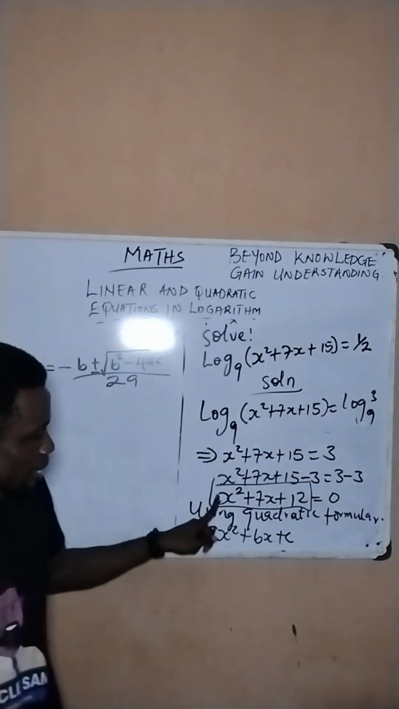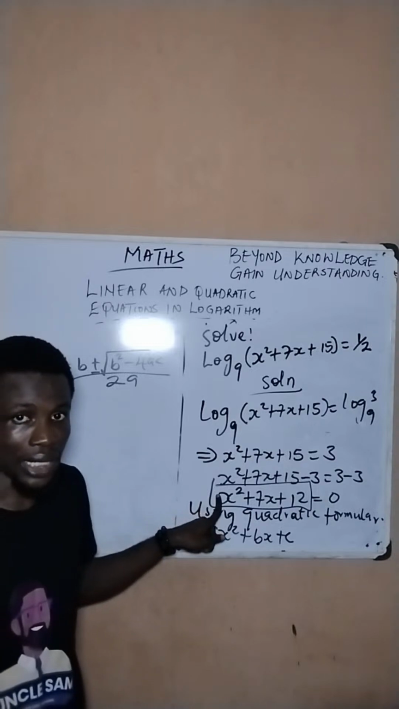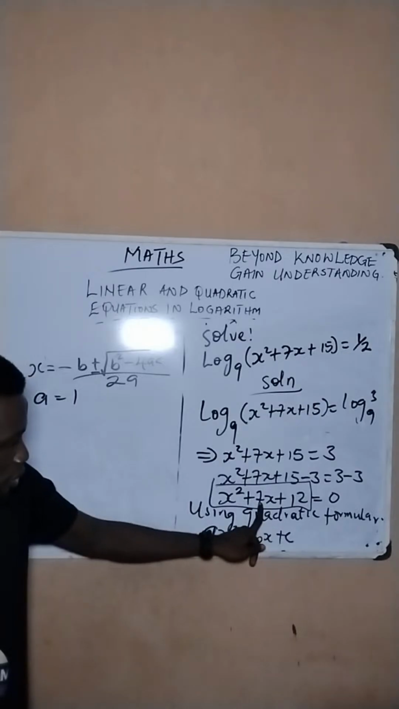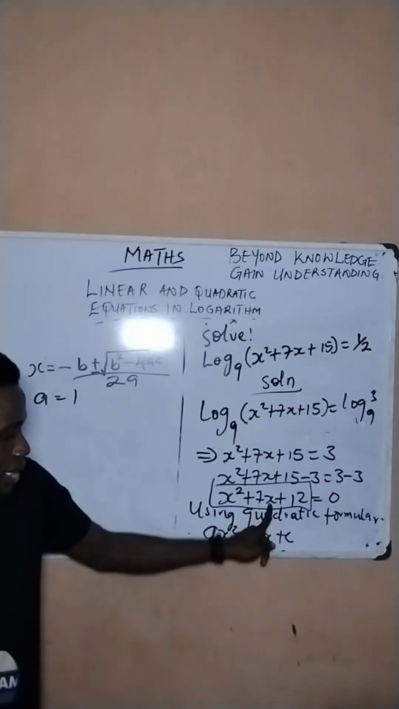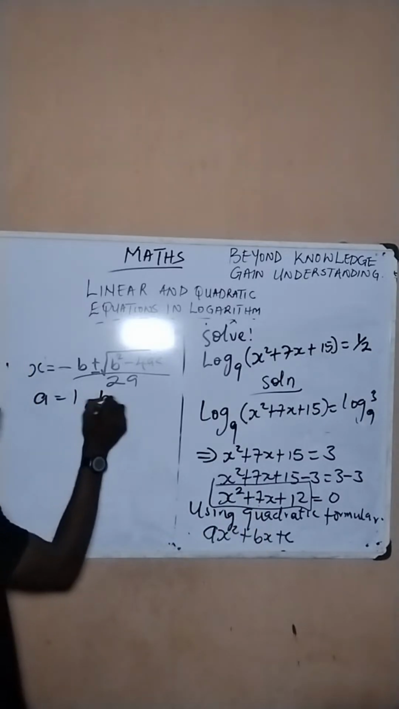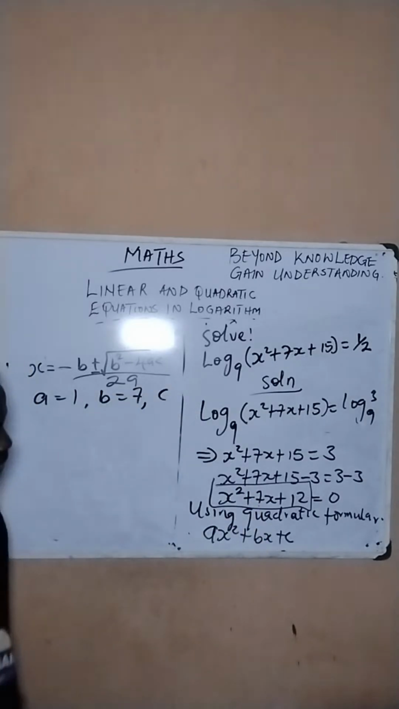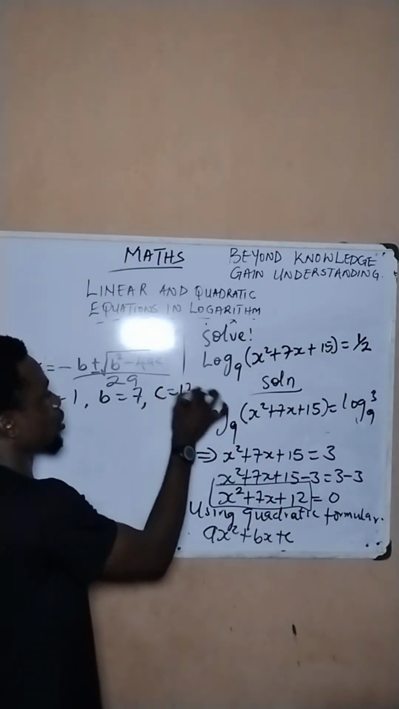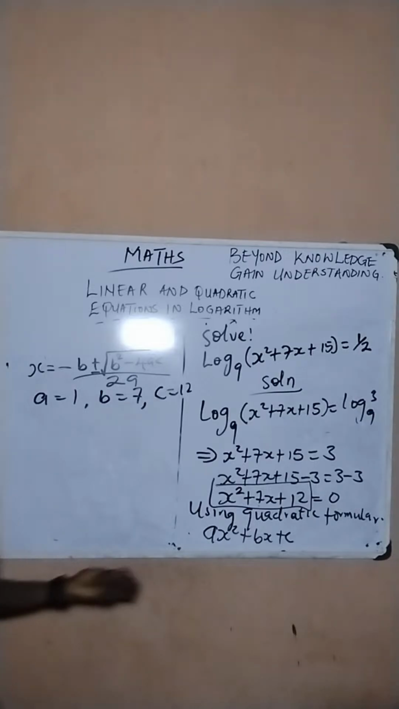So what is the coefficient of this x squared here? It is 1. So here, our a is equal to 1. What is the coefficient of our x here, which is the same thing as your bx? Okay? Coefficient here is 7. So b is equal to 7. And then your c, what is c? c is 12. c equals 12. So go on and substitute it here and solve.